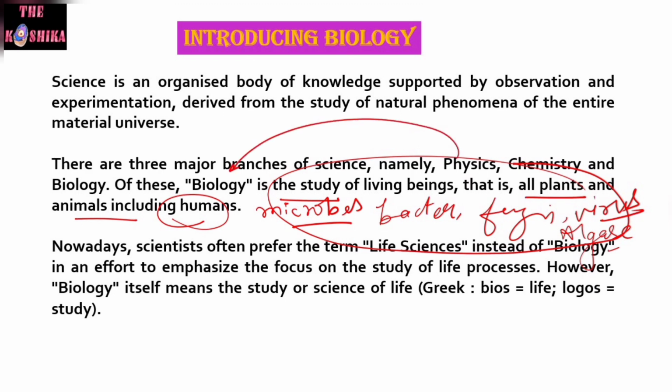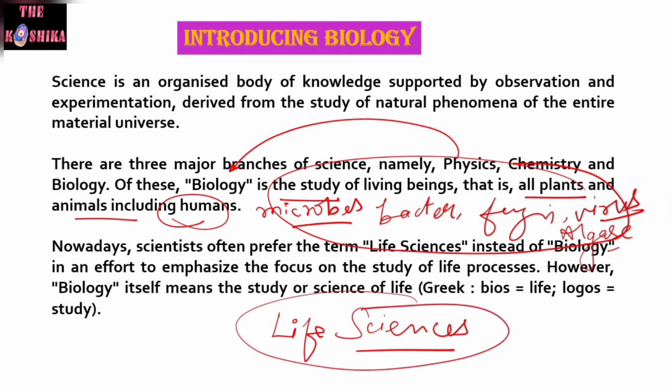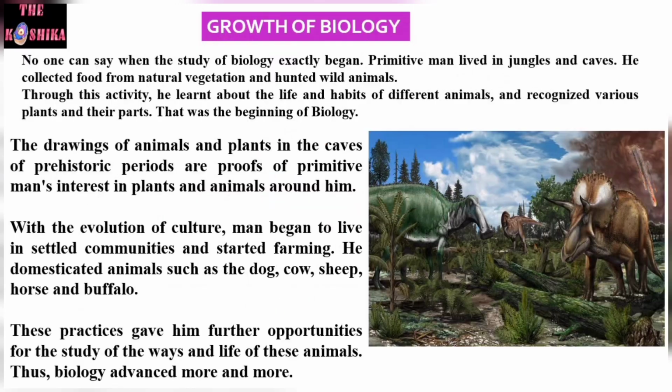But nowadays most of the scientists prefer to use the term life sciences instead of biology. Am I clear? So you can say that biology or life sciences is the study of living beings, including each and everything, whether it is a plant, animal, or microorganism. It does not matter. Clear?